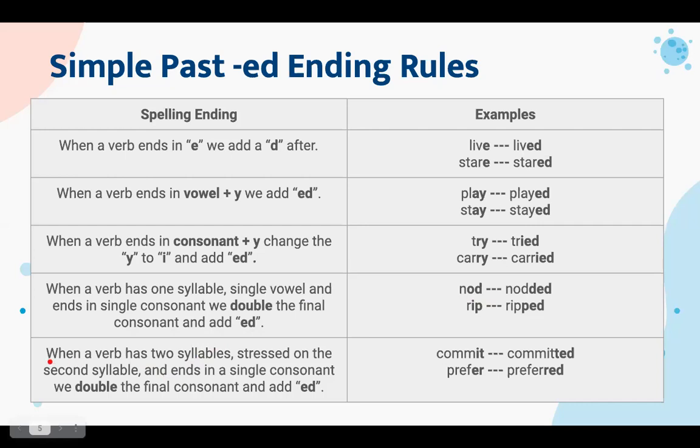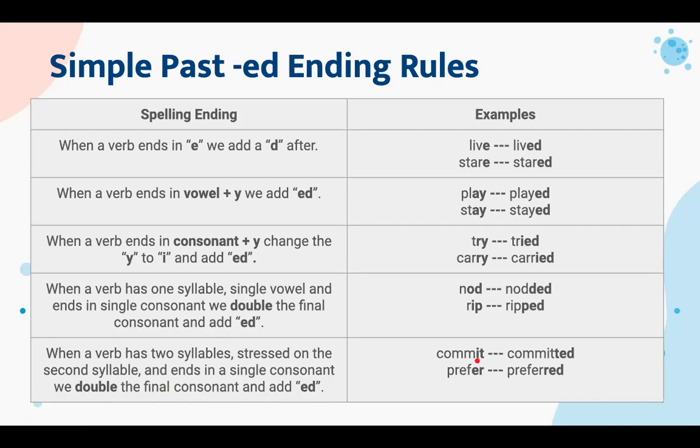And lastly, when the verb has two syllables, stressed on the second syllable, and ends in a single consonant, we double the final consonant and add ed. Entonces sí, tiene dos sílabas. Está acentuada en la segunda sílaba, and ends in a single consonant y termina en una sola consonante, we double the consonant and add ed. So that one will be like the hardest one, I think. This one is the hardest one.